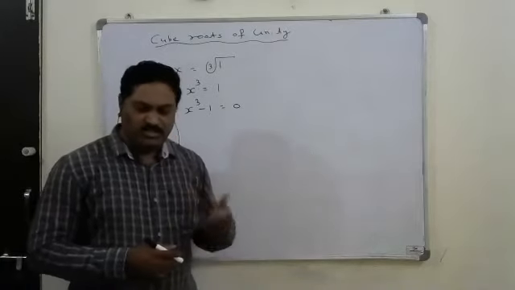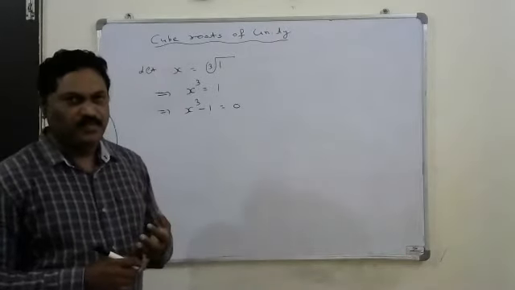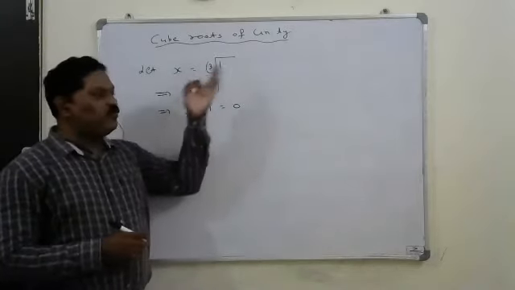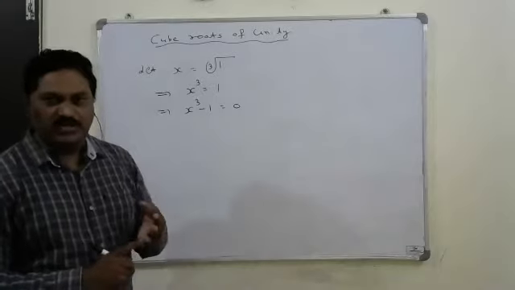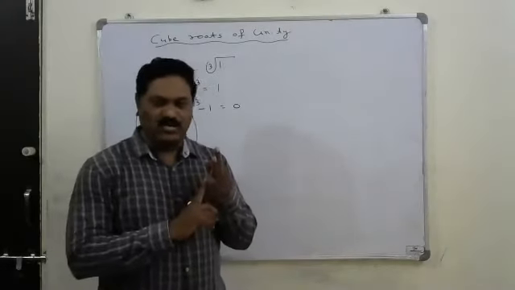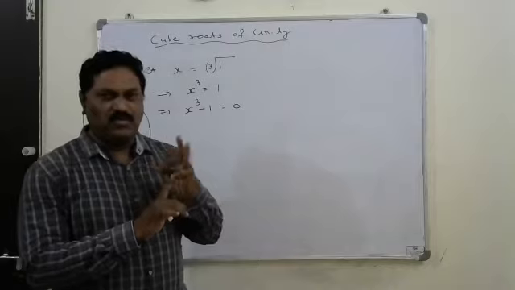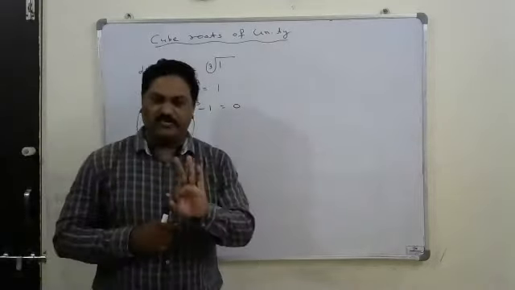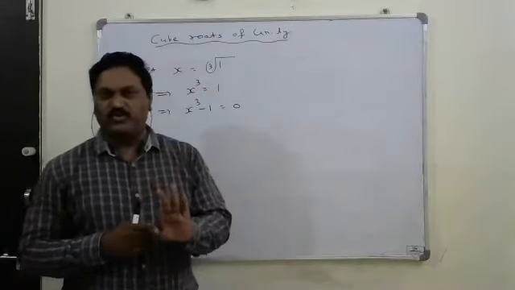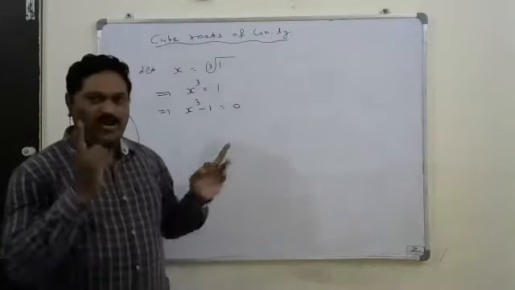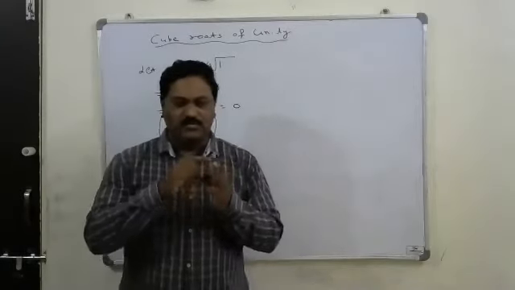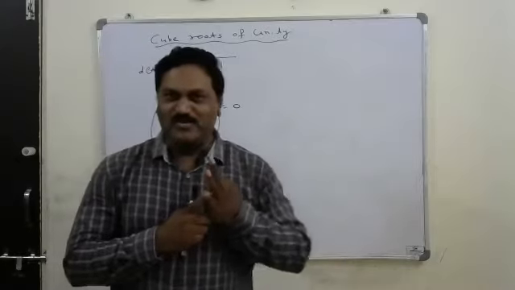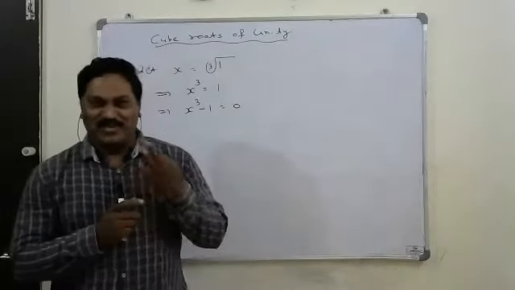If it is a cubic equation, how many roots should it have? 3 roots. When x is equal to cube root 1, what is the value of the cube root 1? 1 only. We got only 1 root. But actually it is a cubic equation, so maximum it should have 3 roots, but we are able to find only 1 root. So what about the remaining 2 roots?